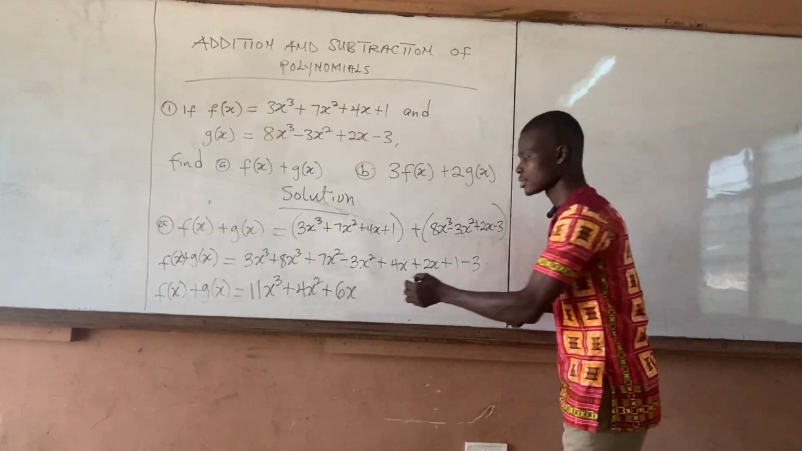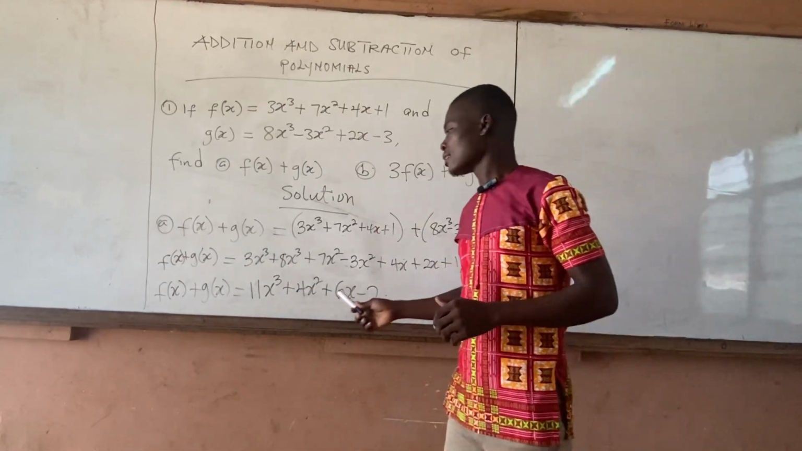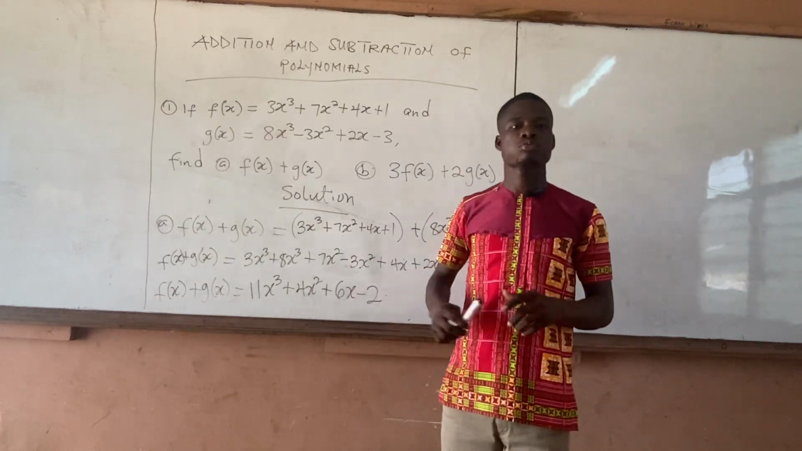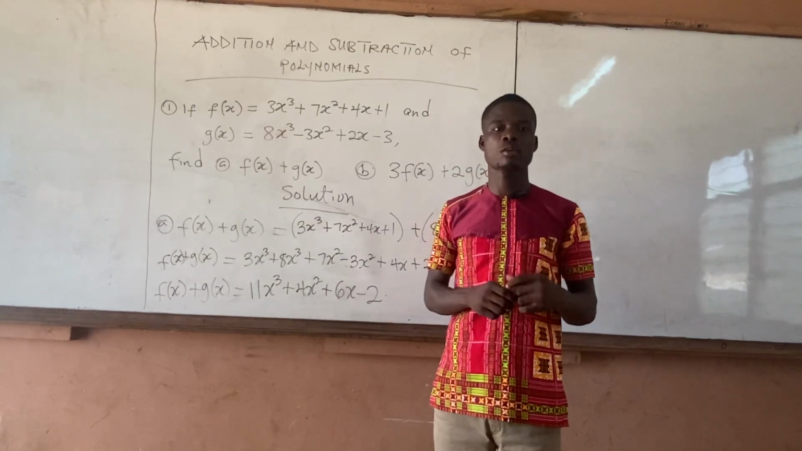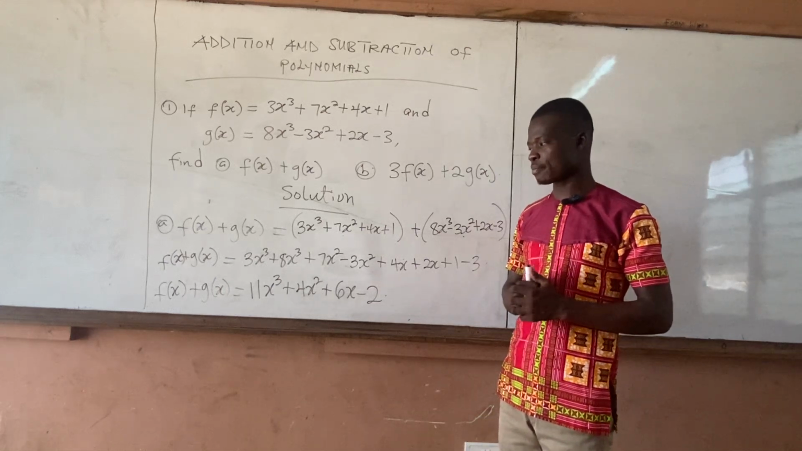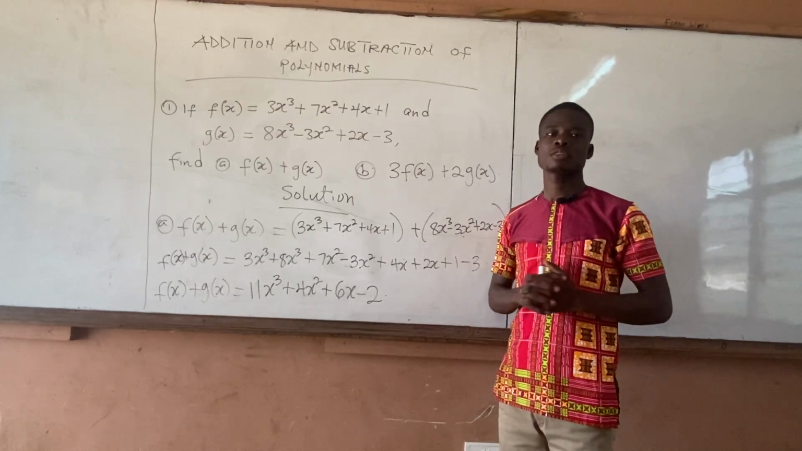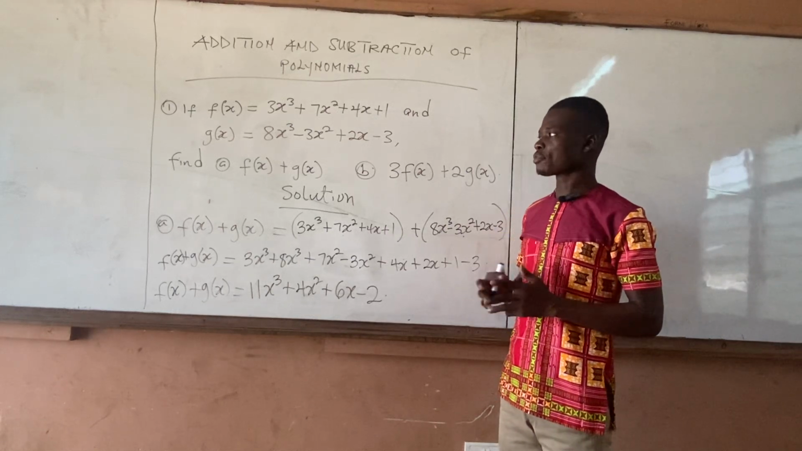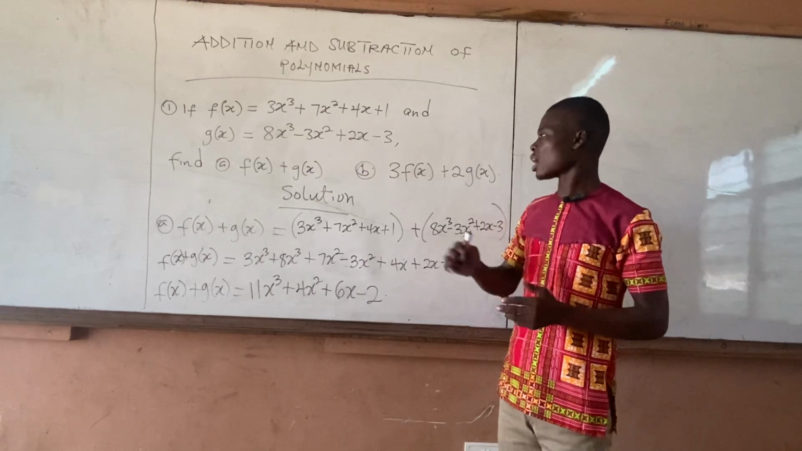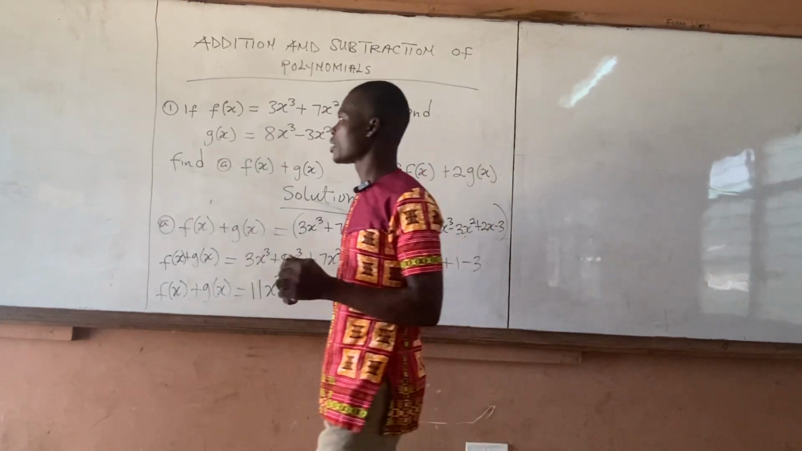Now the last one is 1 minus 3. That's negative 2. So on this note, this is how to add these two polynomials to get the final answer as 11s cubed plus 4s squared plus 6s minus 2. That's the first part of the problem. Now let's move on to the second part, which is the B.